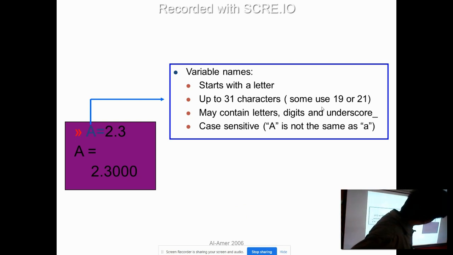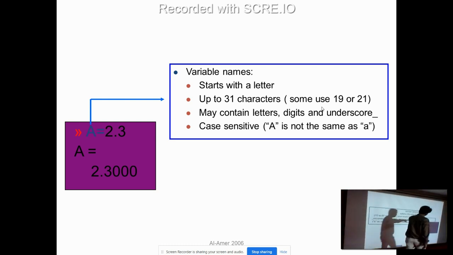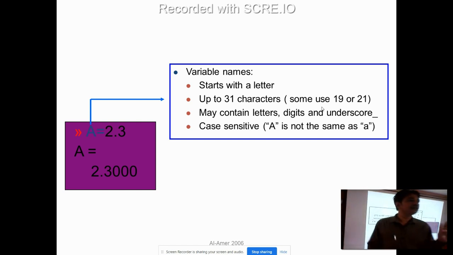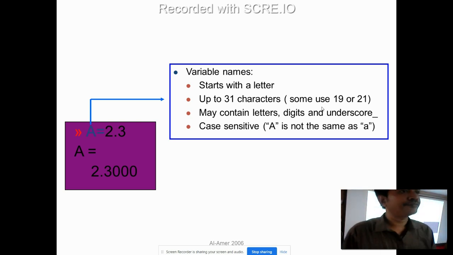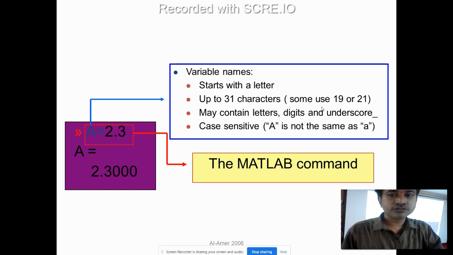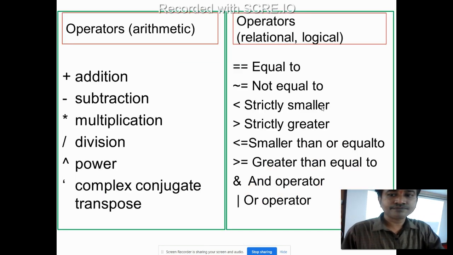A equal to 2.3. If I press enter here, I'll get A is equal to 2.3 with 3 zeros. Means after the decimal it has allocated 4 places. That means 4 digits of precision by default. The MATLAB compiler will give you 4 digits of precision by default. That is the command and that is the answer.